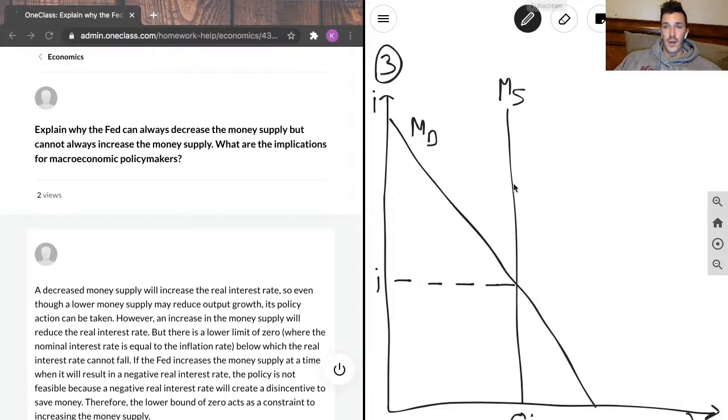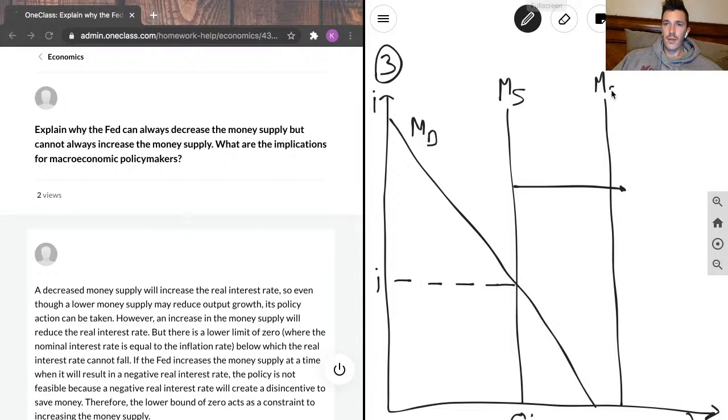However, the money supply cannot always be increased because if we move it too far to the right, if we introduce too much money into the economy, call this MS prime, then we can reach a point where the money supply curve and money demand curve no longer intersect. So at this point here, the interest rate is already 0. And at this point, moving the money supply any further to the right has no further effect on the interest rate. So this point here is when we enter what is called a liquidity trap.